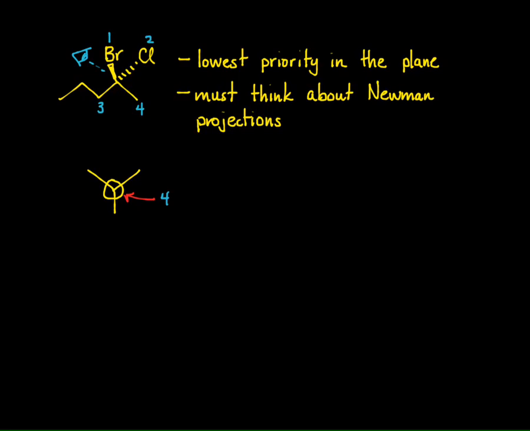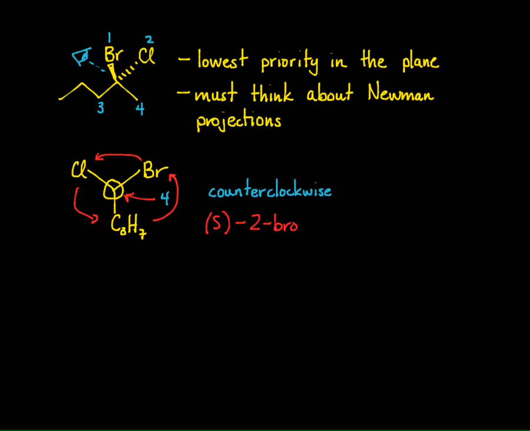So now what do we have? Where are the substituents? Well, the bromine is going to be on my right-hand side, pointing up. The chlorine's on my left-hand side, pointing up. And then the propyl substituent, C3H7, is pointing down. Now when I assign them, I see that bromine to chlorine, chlorine to the propyl, and then back to the bromine, and I'm rotating in a counterclockwise fashion. And therefore, this would be S-2-bromo-2-chloropentane.